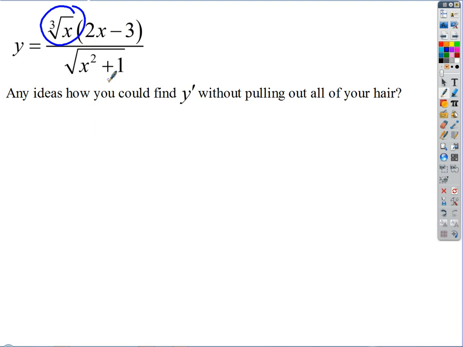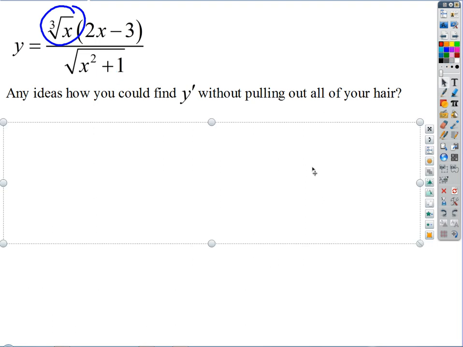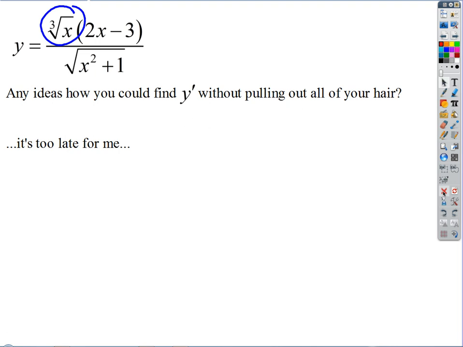Now imagine what that would be like if I had to use a combination of the quotient rule with the product rule with those individual power rules nested in there. That doesn't sound like a lot of fun. That's several pages of work. Now, it's too late for me. This is what happens if you don't use logarithmic differentiation. See, I didn't do that. Look what happens.